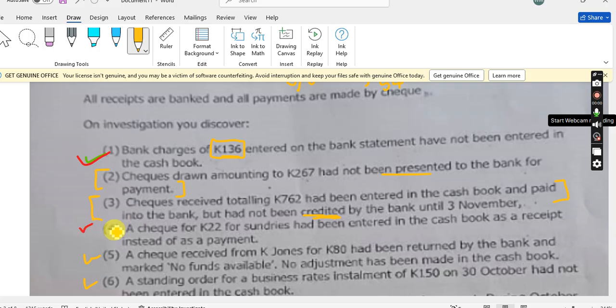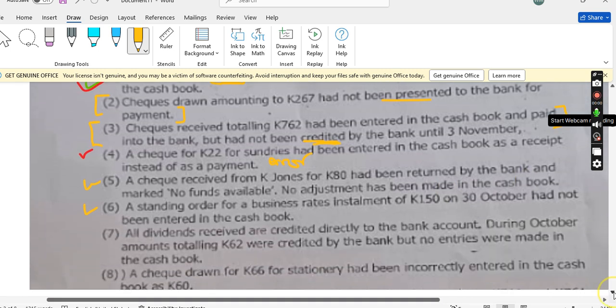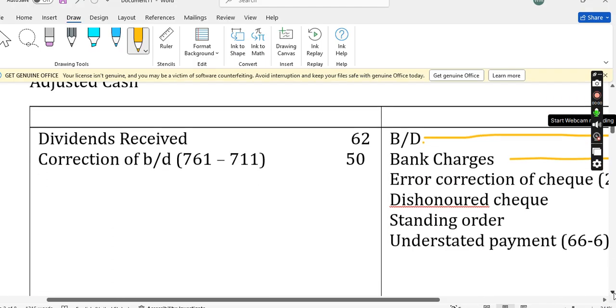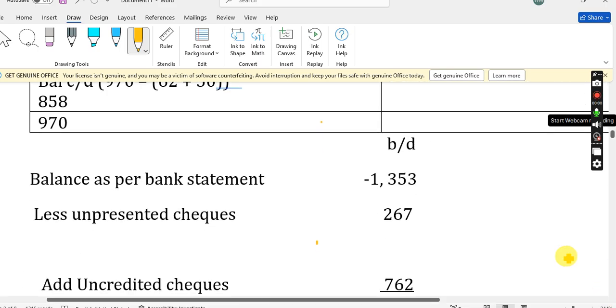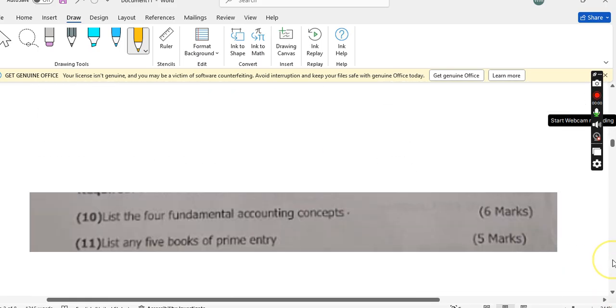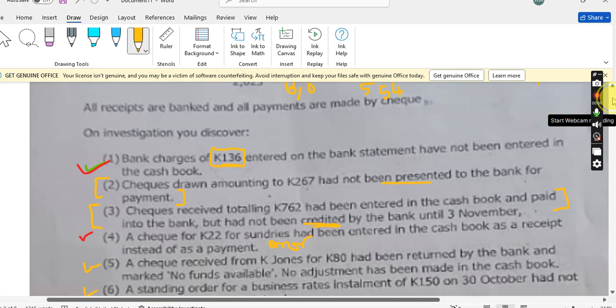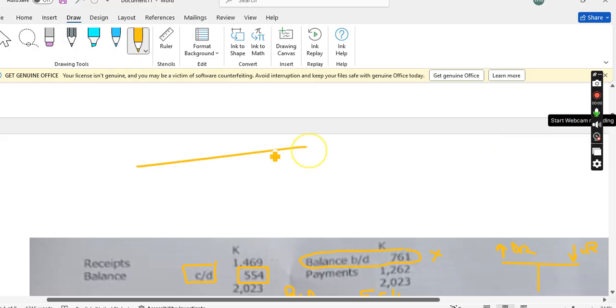Okay, a check for 22 kwacha for sundries had been entered in the cash book as a receipt instead of as a payment. So here we have an error. This 22 kwacha was a payment, but we entered it as money coming in. So think of it like this. Let me find a clear spot where I can draw this to account. Okay, think of it like this. This is the cash book.